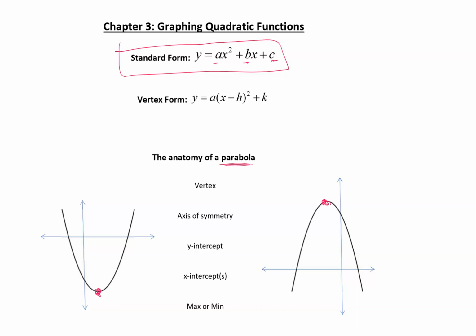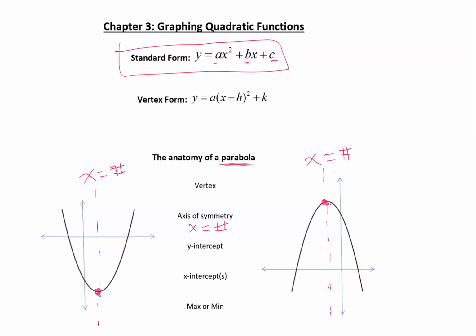The axis of symmetry is the line of symmetry that goes right through the vertex. All parabolas are going to have a line of symmetry. These are going to be vertical lines, and they're always going to be in the form x equals some number. We'll talk about a formula we can use for some equations and different ways to find that axis of symmetry, but that axis of symmetry is always going to go right through the vertex.